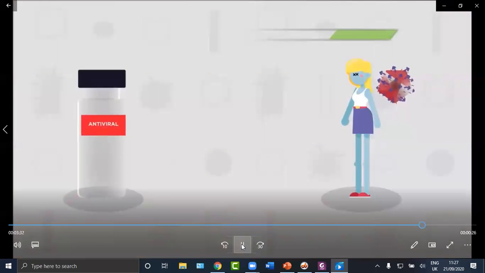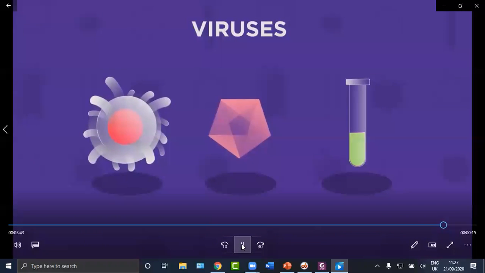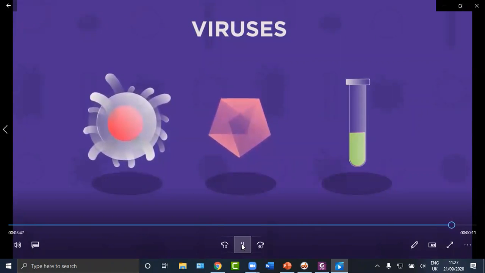There are some antiviral drugs that have been developed, such as the one that dramatically prolongs the life of people affected by HIV. So there we have viruses. They're incredibly simple organisms, but are extremely effective at causing infection.